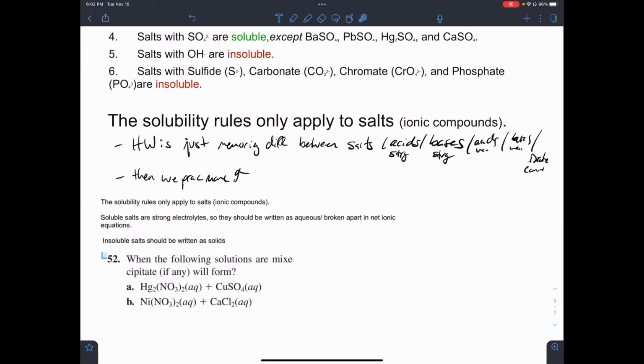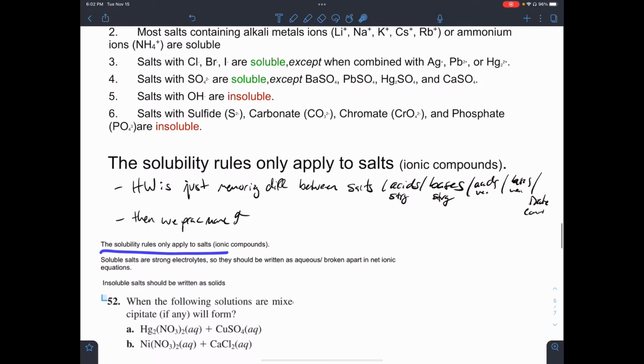Where we left off in class, we were talking about the solubility rules and how to know how to write the equations. Remember, soluble salts are strong electrolytes, so they will be written as aqueous and broken apart. Insoluble salts will be written as solids.